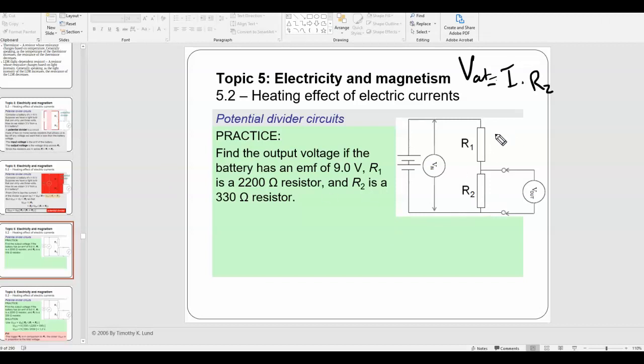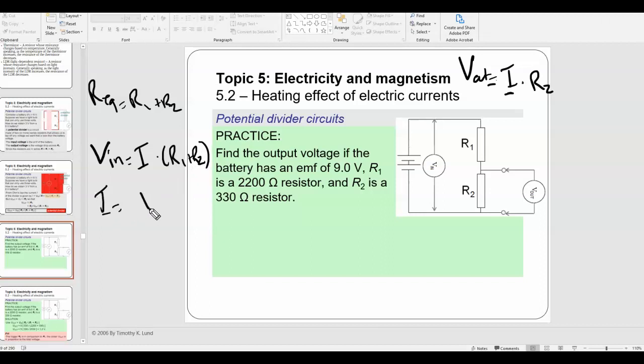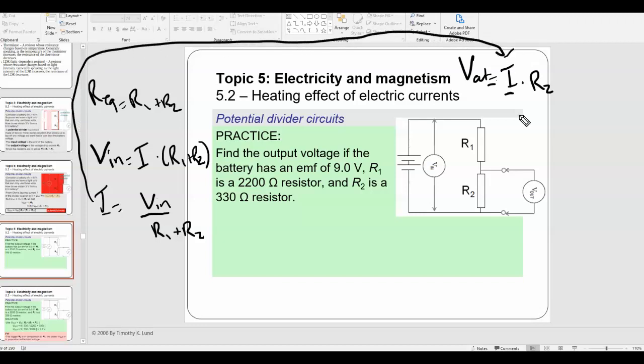Now, because R1 and R2 are in series, the equivalent resistance for the entire circuit is R1 plus R2. And so if I want to find I, I can find the equivalent resistance and use V equals IR to find the total current I. Then I can solve this equation for I and substitute into my original equation. That's basically how the derivation went in the last video. So if you don't happen to remember the voltage equation, you can derive it.